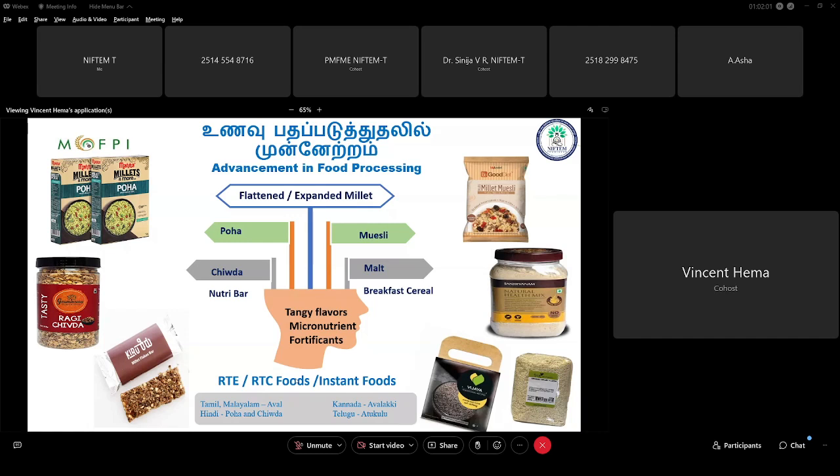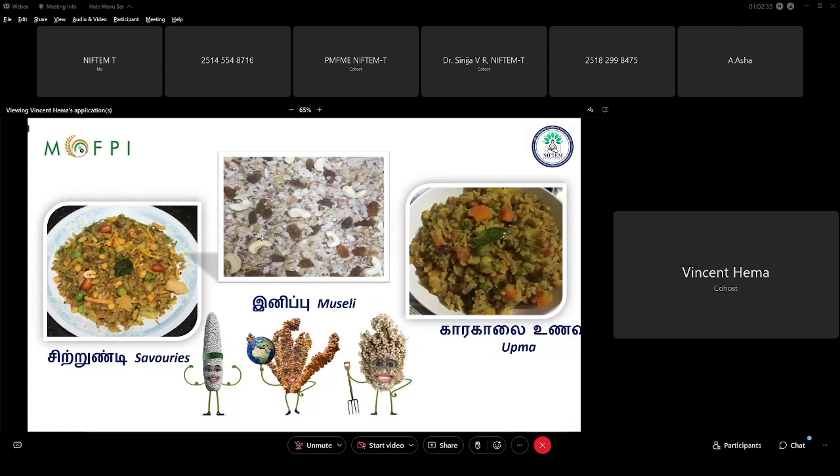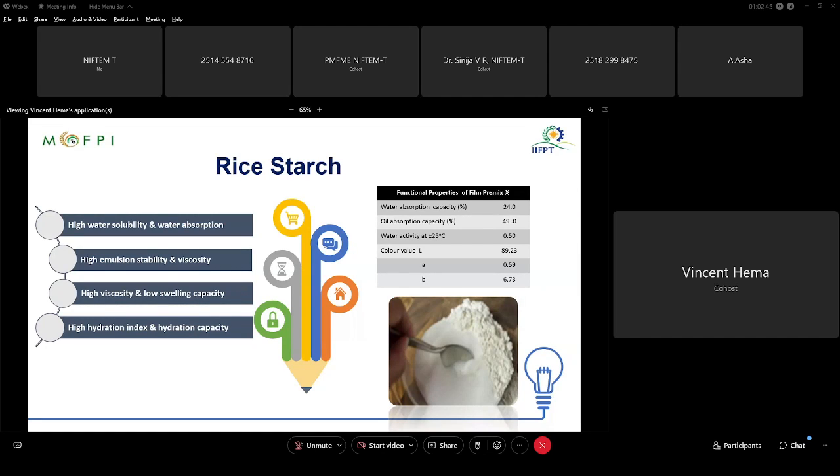Those flattened and expanded rice can further be made into poha and muesli, and murmura or chivda can be used for savories, and made convenient in the form of compressed baked bars and confectionery bars. That will give good palatability and acceptability to the consumer because of the tangy flavors, and there is also a choice for micronutrient fortification using these milling industry byproducts. Further value additions will be convenient for the consumer, such as 2 minute cup noodle kind of savories and breakfast items, which we can produce out of our traditional processes.